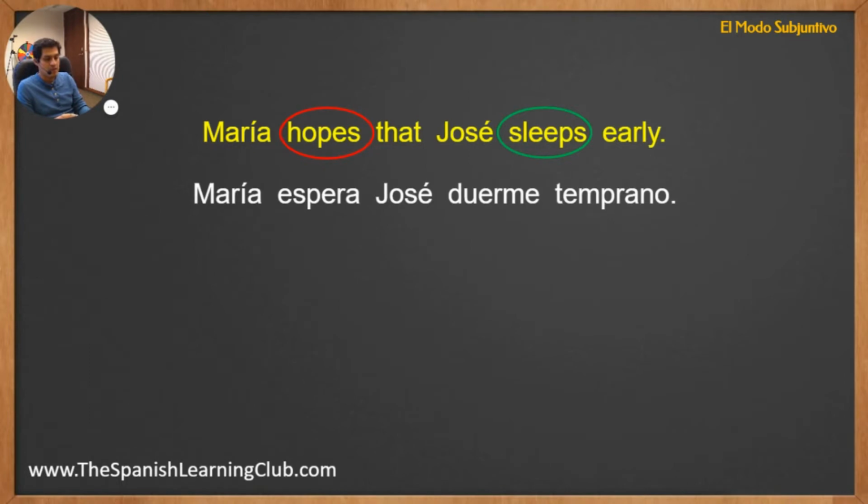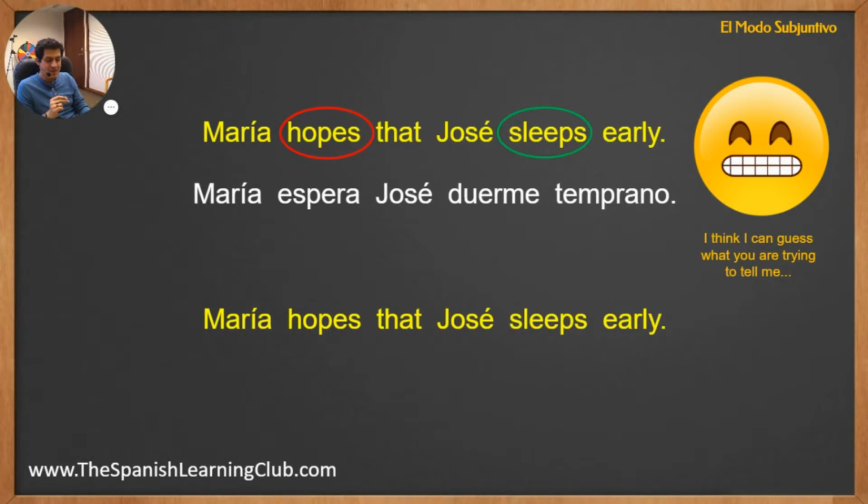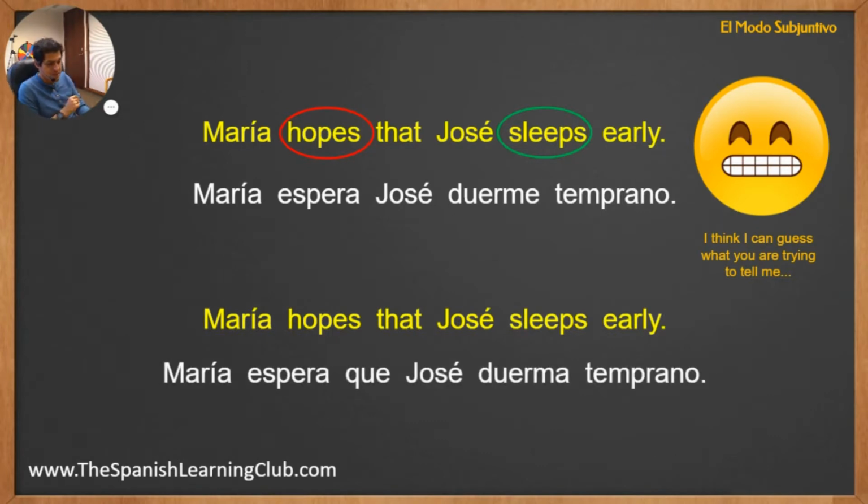Now, this sentence with these two verbs in Spanish, many people would think that it'll be like this: María espera, José duerme temprano. If you say this, your listener will be confused. So we need to say: María espera que José duerma temprano.